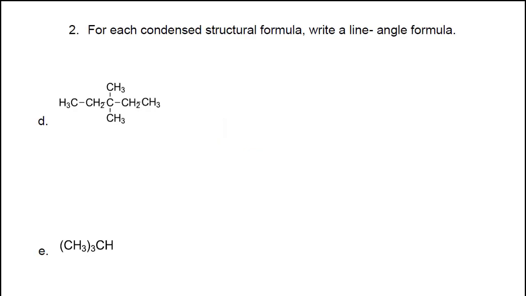For each of these, we're going to draw the zigzag formula. And like I mentioned in class, we will number these first. So I know I need to do 5 across. So 1, 2, 3, 4, 5. And then off of carbon 3, I have 2 CH3 groups. For this one down here, letter E, I have 1 carbon and 3 CH3 groups coming off of there, and there's an H on there that's not drawn.